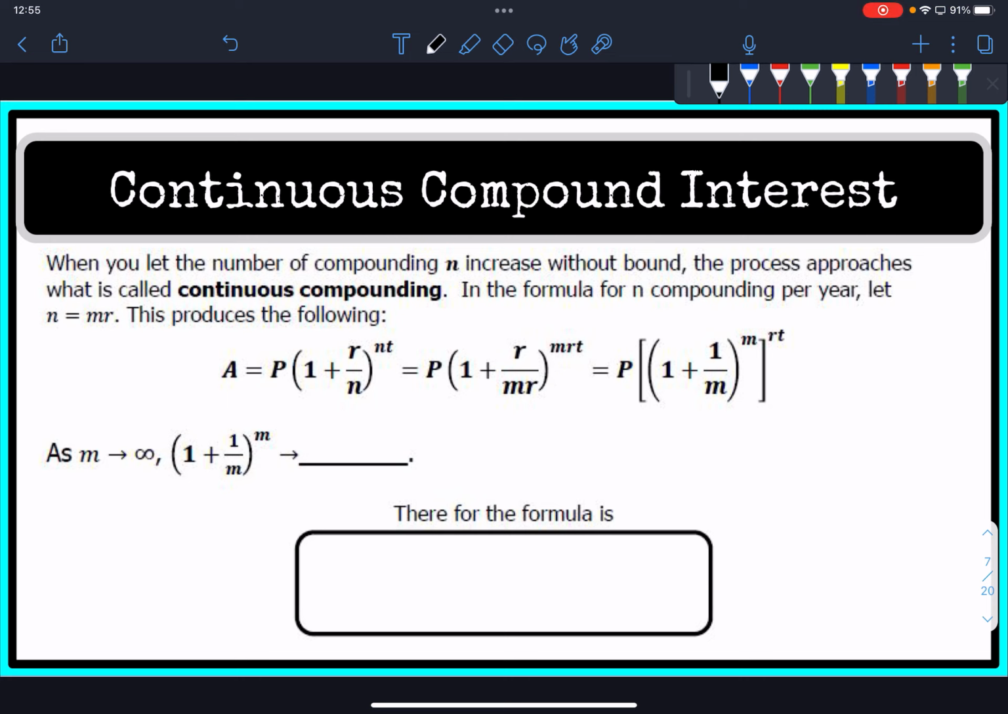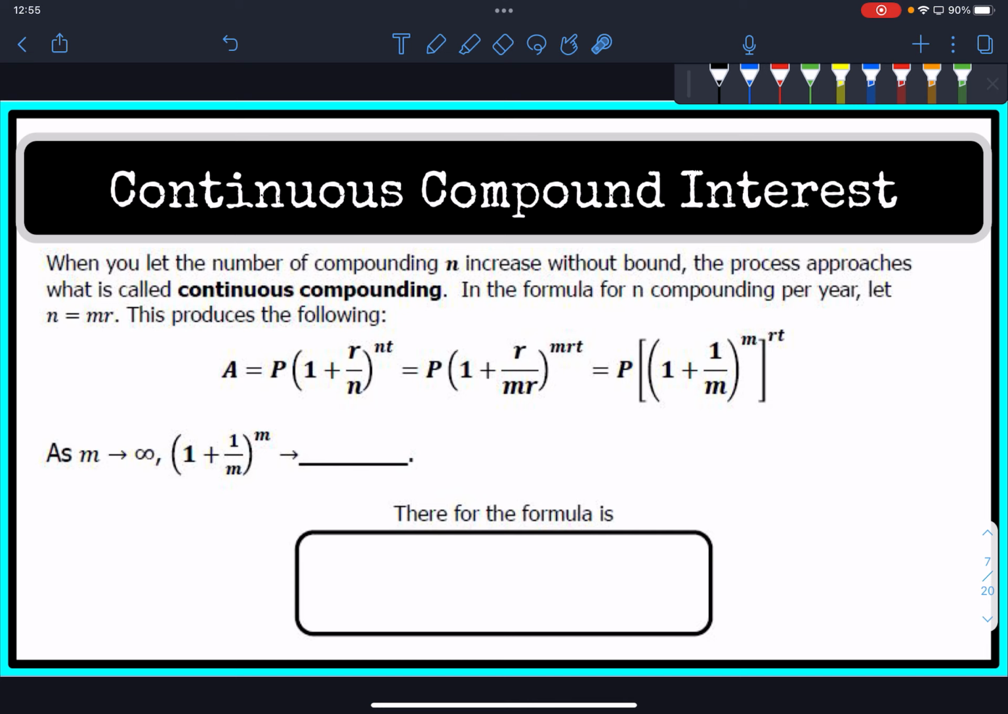So if we get this formula and replace the number of compounds per year n with mr, then the process is going to become as follows. As you see right here, I substitute in n with the value of mr. The r and the r cancel each other out, giving me only 1. And if I split this up into a power function using my exponential rules, I have 1 plus 1 over m raised to the m power.